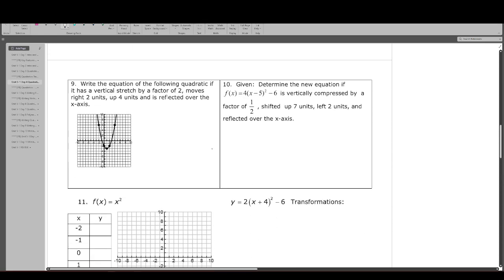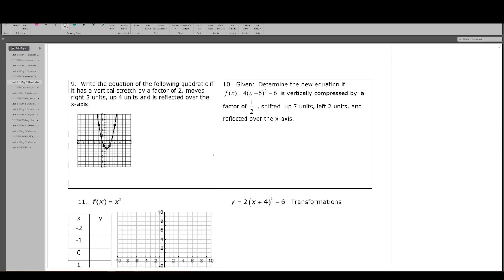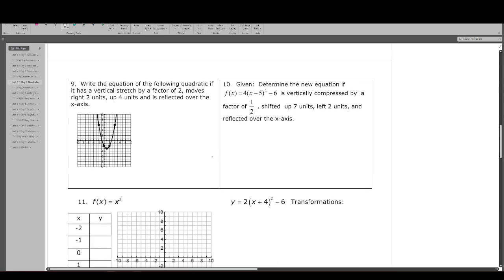I'm going to see if we want to do 9 and 10. Write an equation of the quadratic if it has a vertical stretch. Sure, we'll do these. Or at least the one on the left.